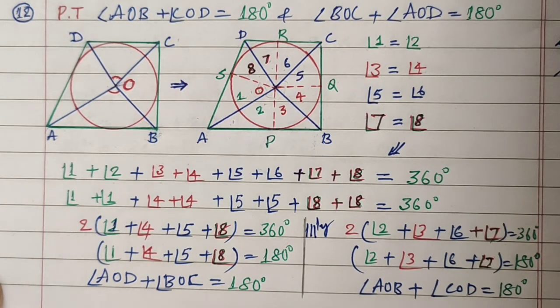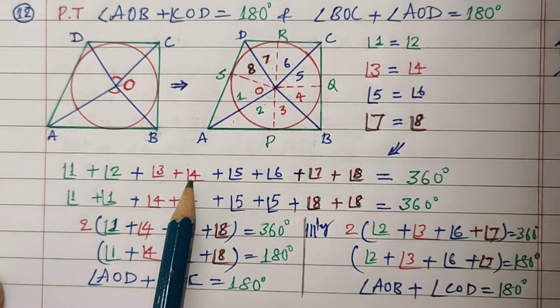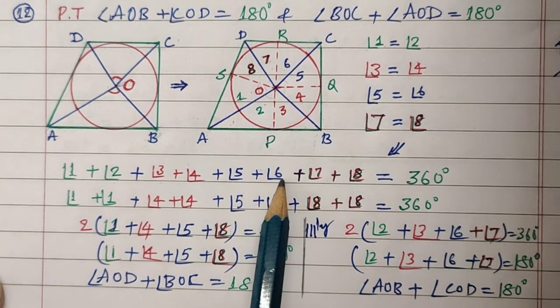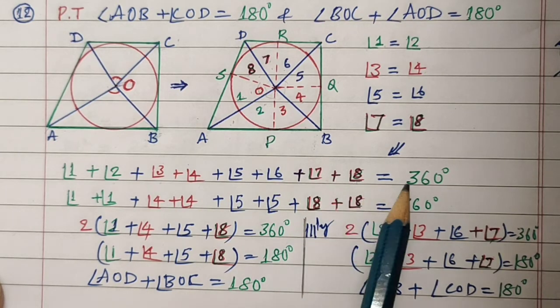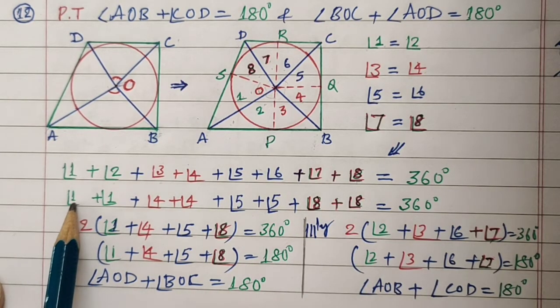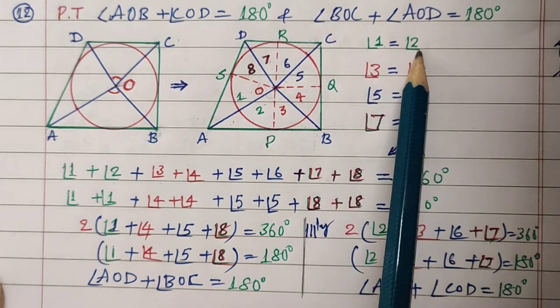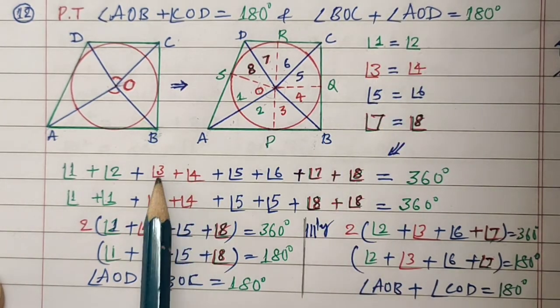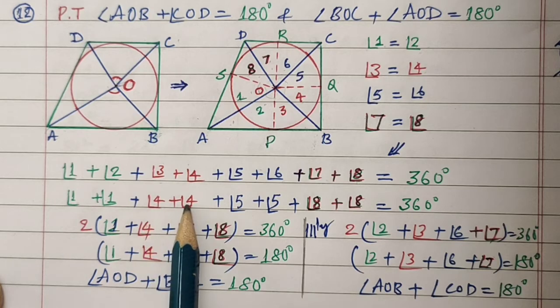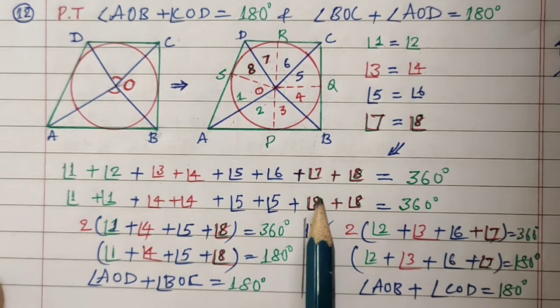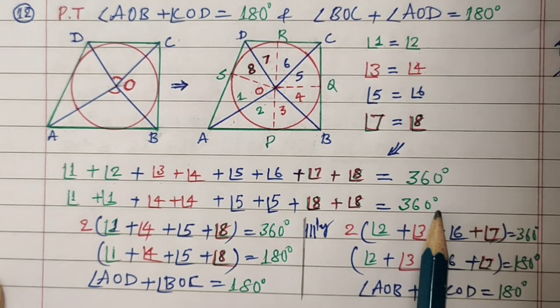We know that angle 1 is equal to angle 2, angle 3 is equal to angle 4, angle 5 is equal to angle 6, angle 7 is equal to angle 8. So in place of angle 2 we can say angle 1, because 1 and 2 are equal. Angle 1 equals angle 2, angle 3 equals angle 4, so angle 1 plus 4 plus 5 plus 8 each counted twice is equal to 360 degrees.